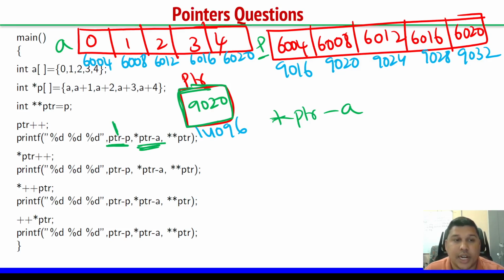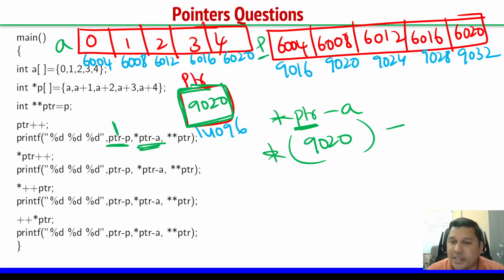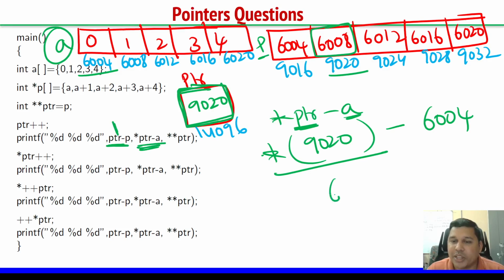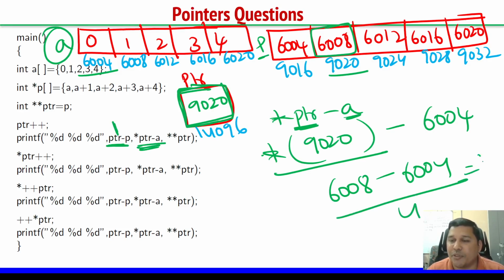Okay, let us see. What is the PTR value? PTR means this box value, that is 9020, star minus A. What is A? A is the name of the array, meaning 6004. What is star of 9020? Where is 9020? Here. Star means the value inside this location, that is 6008. So 6008 minus 6004 divided by 4. The difference is 4 by 4, that is 1. So this value is also 1.